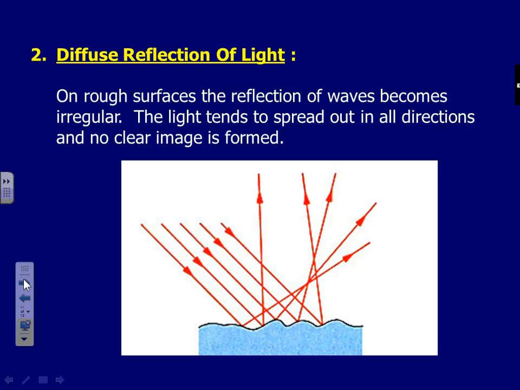If you're going to want to draw a picture of this, draw a really rough surface, all right, and have the light rays bounce in all kinds of different directions. The rays spread out when they hit them. So when you look at the wall, you don't see your face, but you can see the wall because the light is spread out and it tells you where the wall is.